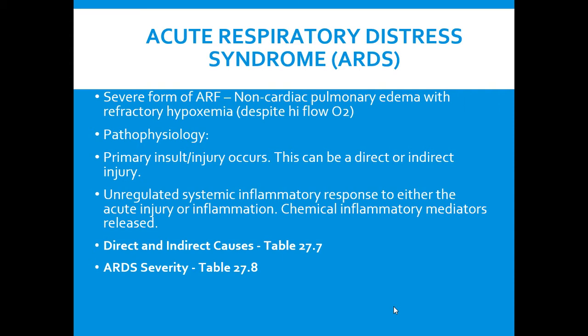Manifestations of this stage include tachypnea and tachycardia, and that's a compensatory response to the hypoxemia that's occurring. ABGs reveal respiratory alkalosis. Your cardiac output increases in an attempt to increase blood flow through the lungs. So that's the exudative phase.